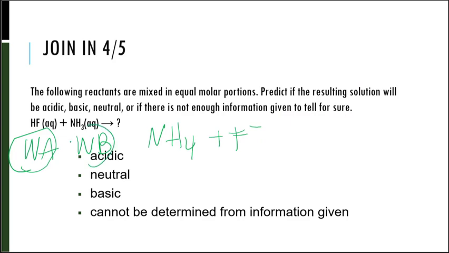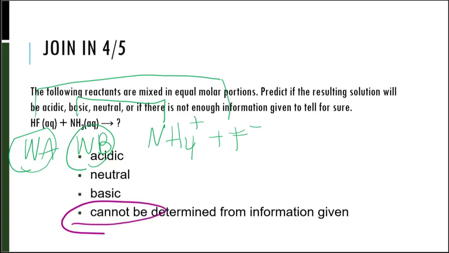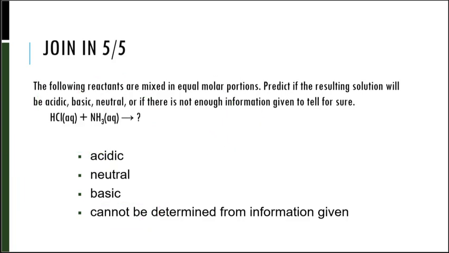Here I have a weak acid and a weak base. So if I look at my products, the conjugate acid of the weak base is going to be NH4+, and the conjugate base of the weak acid is F-. So we can't determine if it's going to be basic, neutral, or acidic. We would need to look at the Ka and the Kb values to determine which one is bigger. Pause the video here.